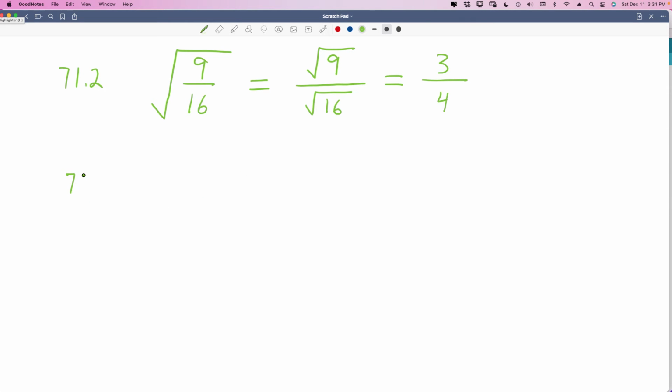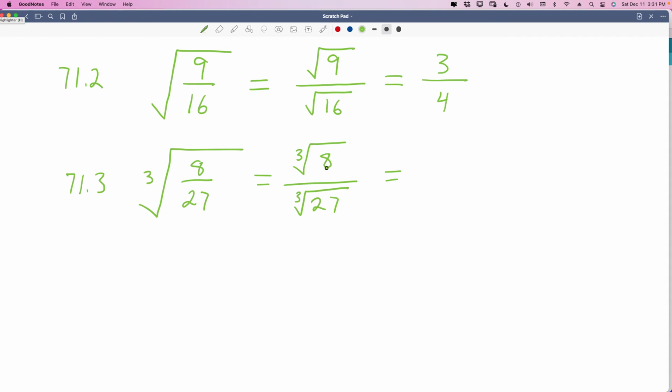So let's do 71.3 the same way. So this time we're looking for the cube root of 8 over 27. So we're going to do the same thing. We're going to look for the cube root of 8 over the cube root of 27. So we know that 2 times 2 times 2 is 8. So that's going to be 2. And we know that 3 times 3 times 3 is 27. So this is going to be 3. Okay?